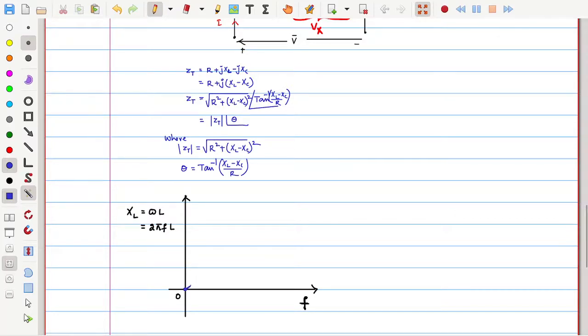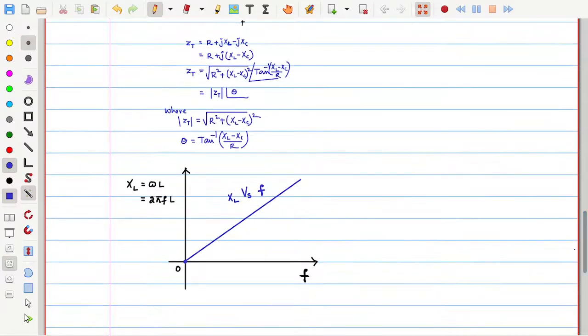So how does it look like? It looks like a straight line like this. So this is XL versus frequency. That means if frequency is increasing, XL also rises. This is for the inductor.